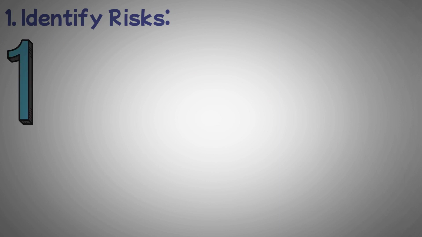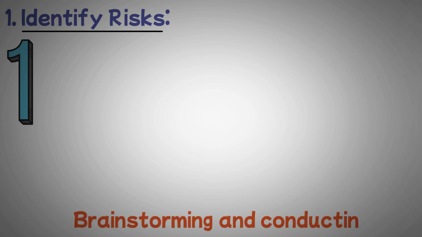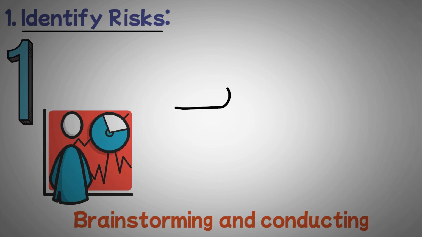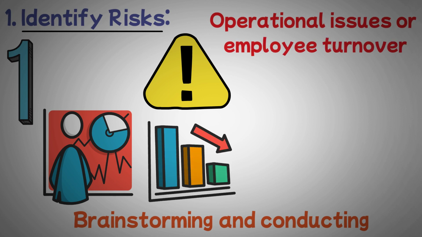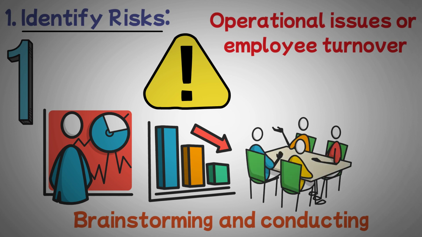1. Identify risks. The first step in creating a risk management plan is to identify potential risks. This involves brainstorming and conducting a comprehensive analysis of all possible threats that could impact your project or venture. These risks can be internal, such as operational issues or employee turnover, or external, like market fluctuations or natural disasters. Encourage input from team members and stakeholders to ensure a comprehensive list.